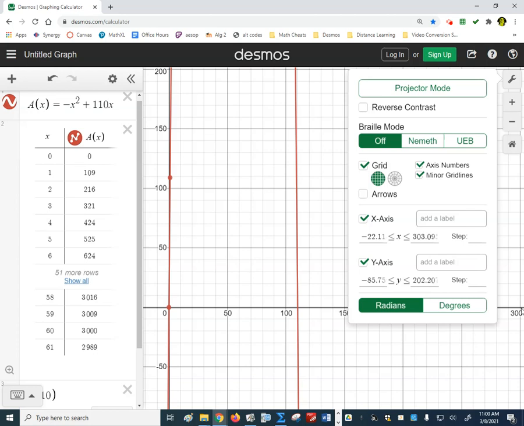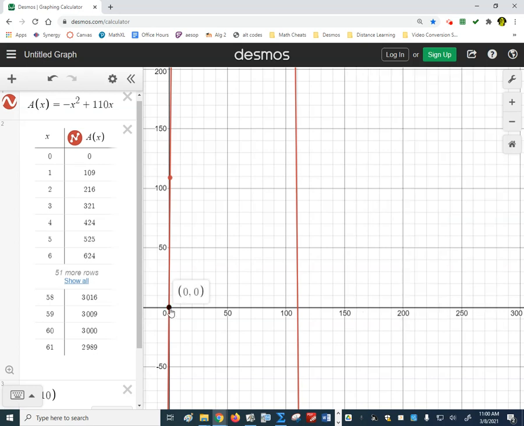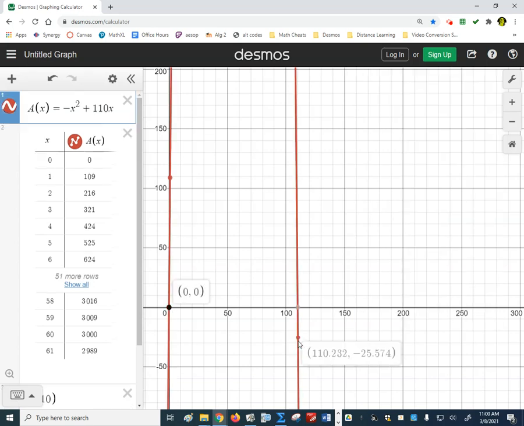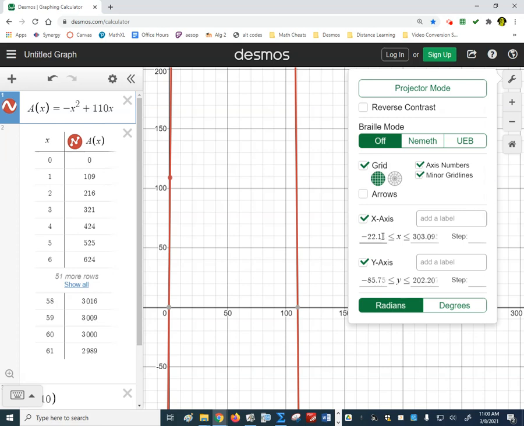Do I need that wide a range of x values? Does my domain need to be that big for me to see this parabola? No. It looks like this parabola has x-intercepts at 0 and 110, right? So why don't I go back and change the x settings.